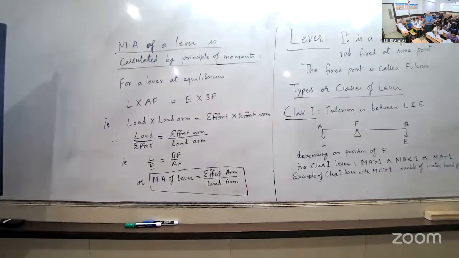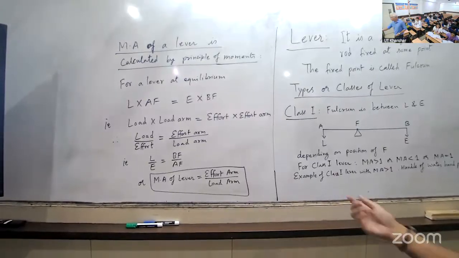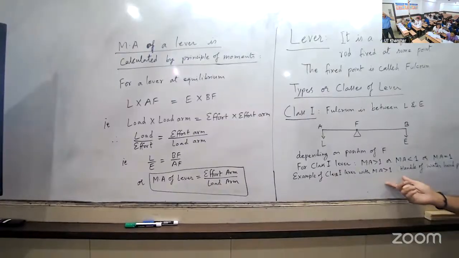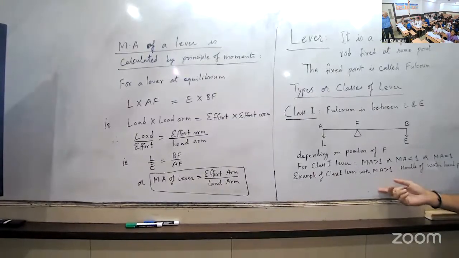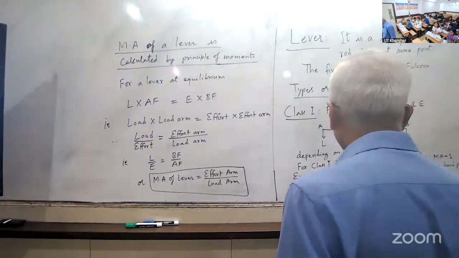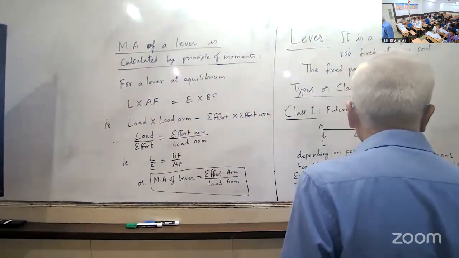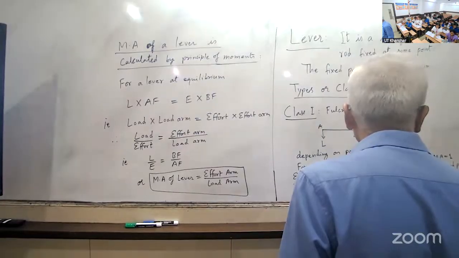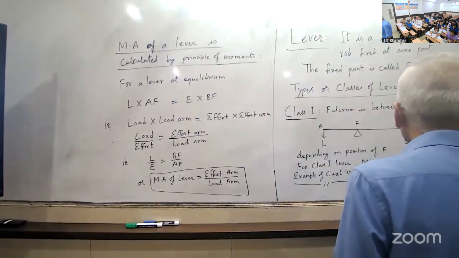Open your book now. The example for class 1 lever. So the question asked is like this: give the example of class 1 lever with mechanical advantage greater than 1, right? Then example of class 1 lever with MA less than 1 is Caesars.